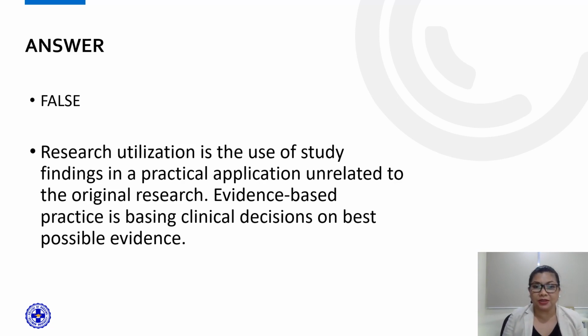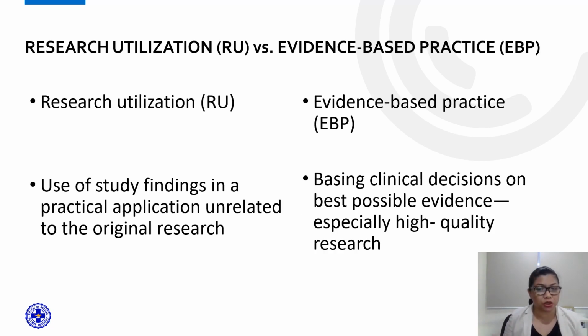So research utilization is the use of study findings in a practical application, but it could be unrelated to the original research. Evidence-based practice is basing clinical decisions on the best possible evidence, and we'll talk more about what the best possible evidence is. Okay, so just to make sure that we are clear, evidence-based practice is different from research utilization. In the beginning, a lot of the nurses were talking about research utilization. We have to use research. But as we have more understanding about what's really important and how we approach care of the patients and research and evidence, it's geared more towards evidence-based practice, okay?